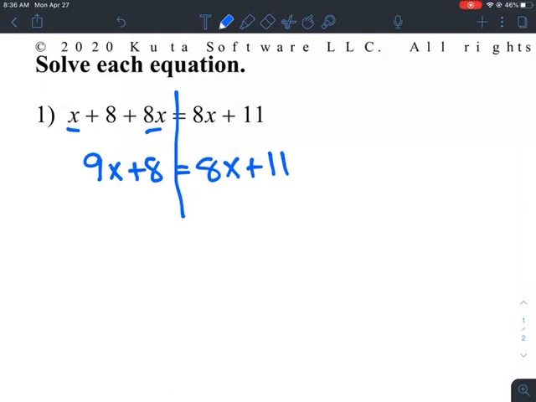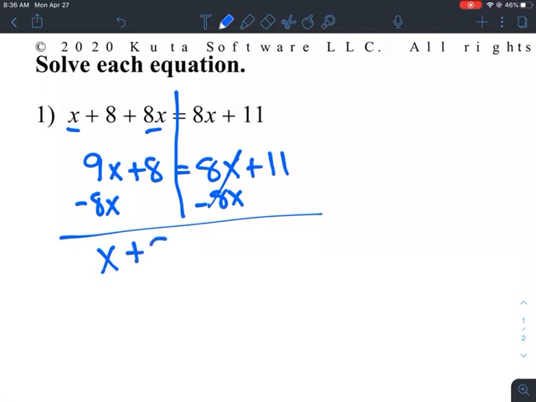Then I have x's on both sides of my equation. So in order to get them on the same side, I have to do the opposite of one. So I'm going to subtract 8x over here. But because I can't just subtract one side, I have to do both sides to keep the equation balanced. So those will cancel. And then 9x minus 8x is just x, or 1x. And I bring down my 8, and I bring down my 11.